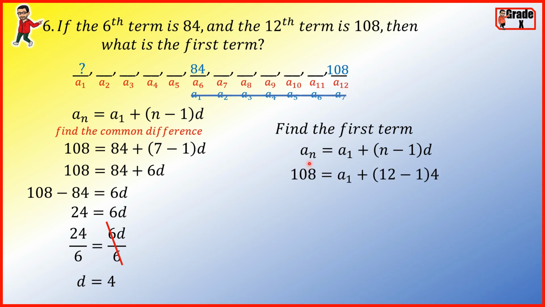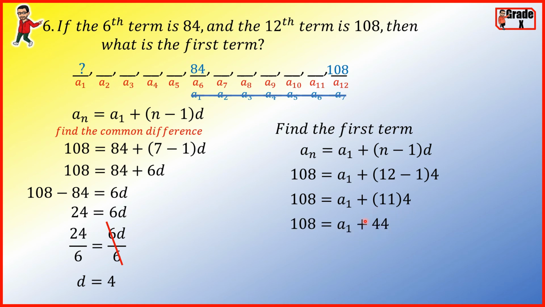A sub n or yung last term natin is 108. Ang ating a sub 1 is unknown. Then ang n natin is 12. So 1, 2, 3, 4 hanggang dito. So that is 12 minus 1 times d which is 4. Ito yung computed common difference natin kanina. So 108 equals a sub 1 plus 12 minus 1 is equal to 11 times 4. Then 11 times 4, so that is 44.